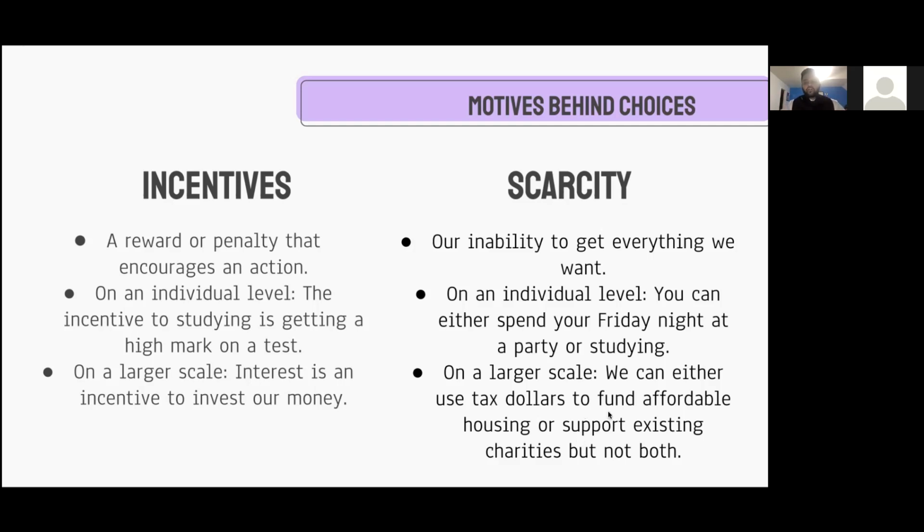At a larger scale, if you have a certain amount of tax money that is allocated towards a certain purpose, right, you can either use that tax money to build affordable housing, or you can use it to support existing charities. But if both causes require the same amount of money, you cannot fund both in this specific context, right? We do not have infinite amounts of resources. This includes time, this includes money, this includes a lot of different things. We don't have an infinite amount of it. And as a result, we're going to have to ask questions regarding the scarcity aspect of those resources and the way in which we end up distributing them in society.